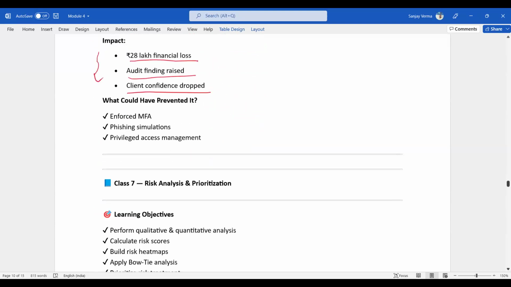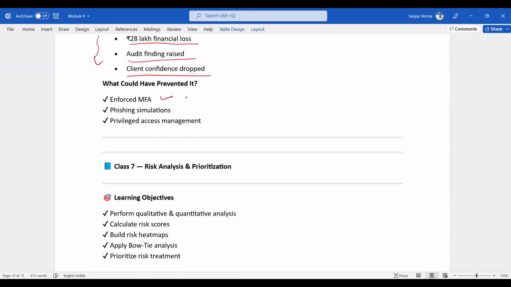Now let's talk about how we can prevent it. You can have multi-factor authentication, phishing simulations. So you should have trainings and simulations. Privileged access management. So you can have role based access control. What it means is you can restrict the HR system or admin system to only people who are in that department. No other person from another department should have that kind of access. So you should have privileged access management turned into role based access management.